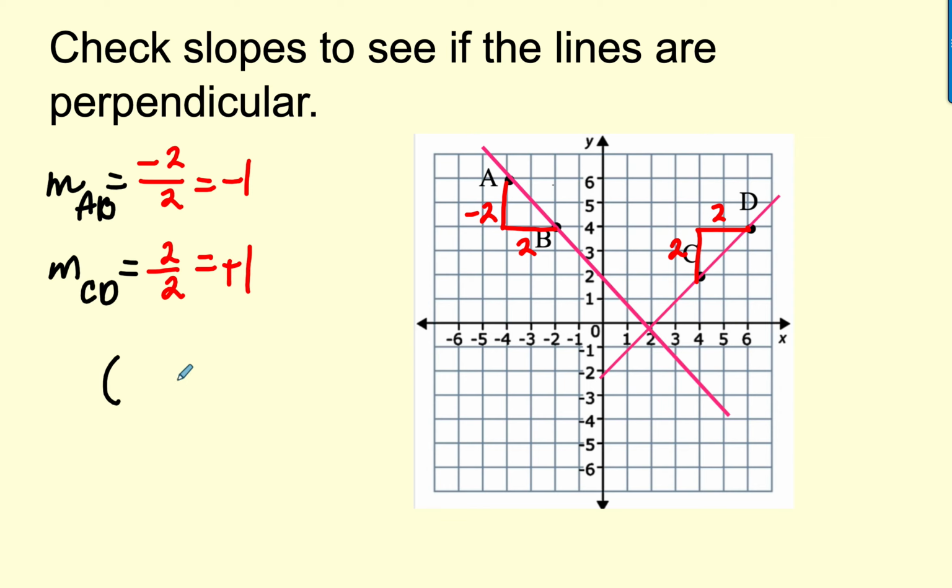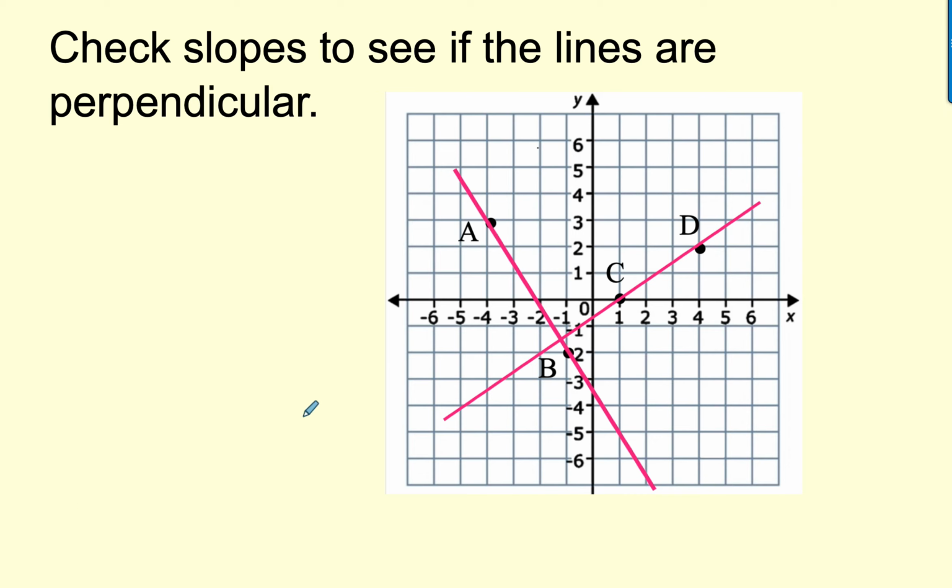If these two slopes multiply to -1, we say they are perpendicular. So segment AB is indeed perpendicular to segment CD. We can also say that these slopes are opposite reciprocals. Let's take a look at another example.